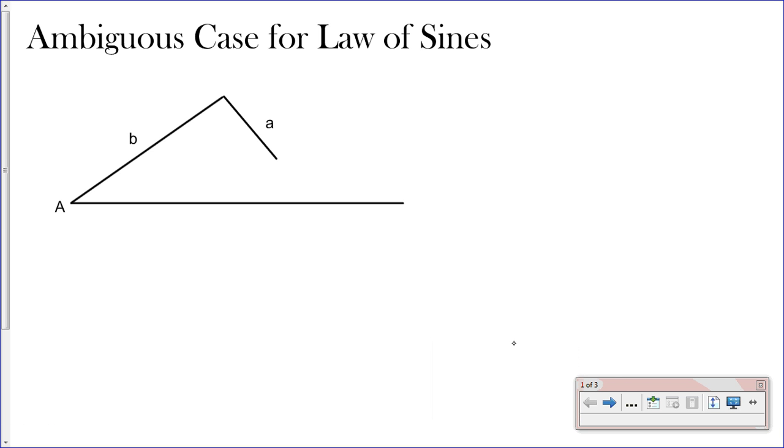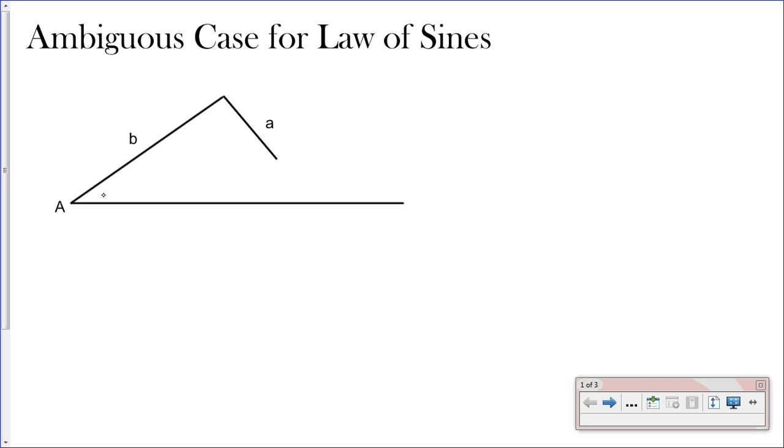Alright, so this video is for the ambiguous case for the law of sines. As you can see here, we have almost a triangle. I left A not touching the base of the triangle for a few reasons. Number one, here we have two sides and an angle.